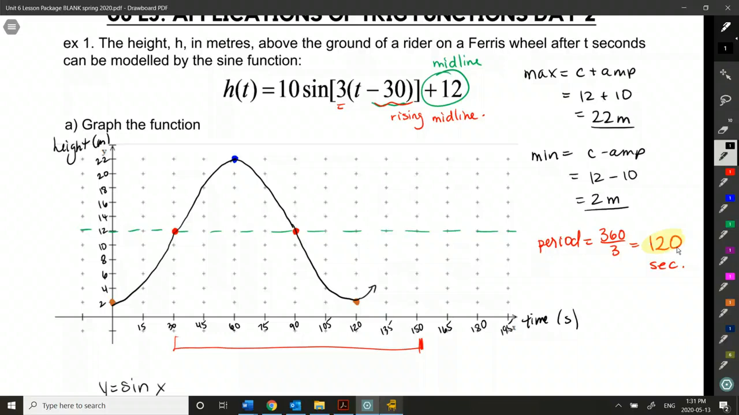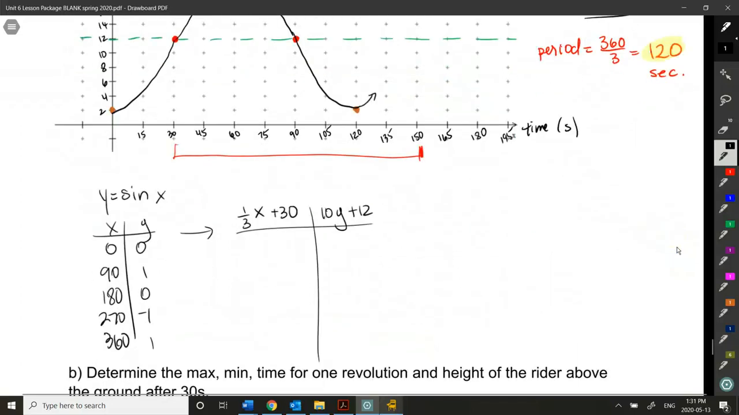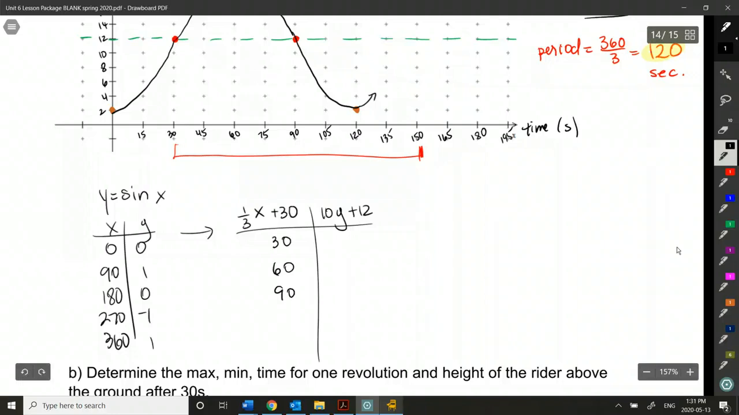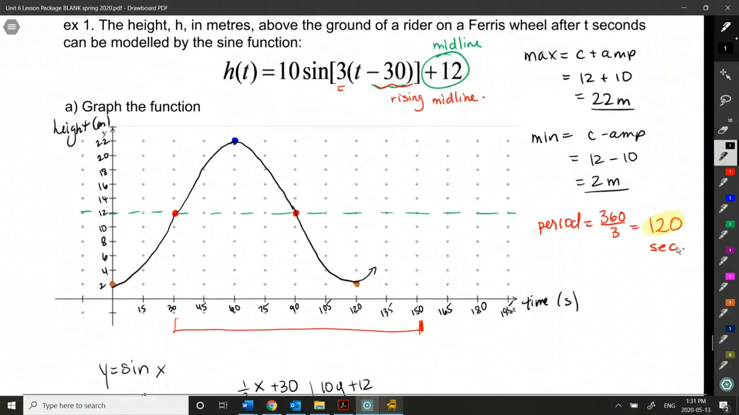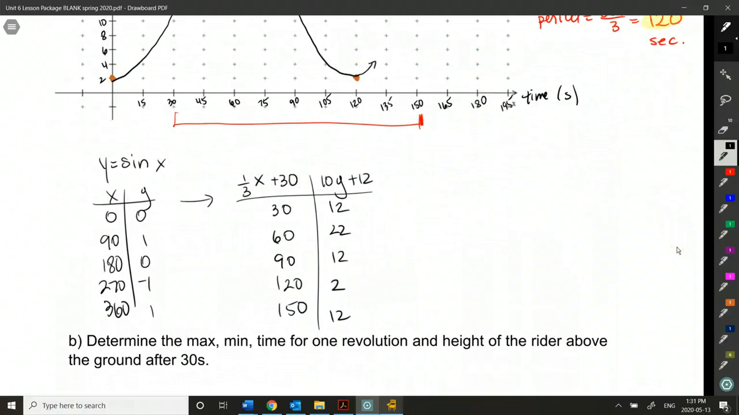So this is a really great little trick to help you with graphing your function without having to do all the calculations. But if you did do calculations here, you would find that you're getting the points that we just graphed. So you would get 30, 60, 90, 120, 150, and then you would have found that you got 12 for each of these, and then 22 and 2. Yeah, so that's what your graph should look like. Either way you do that, you can do the regular transformations if that's what you feel comfortable with, or you can use that little trick.